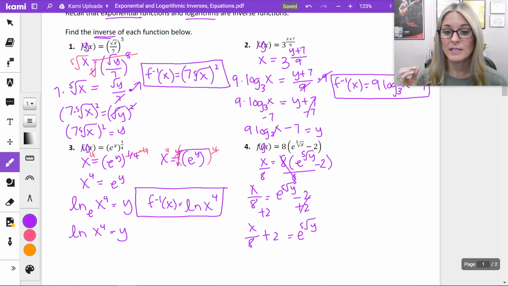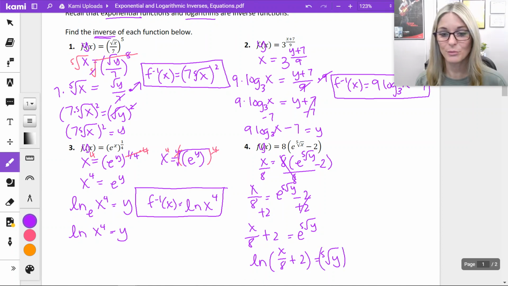So again, my issue is the variable is in the exponent, so we're going to use the properties of logarithms to rewrite this. I'm going to have a logarithm of base e, which we just recalled in the last problem. A logarithm base e is natural logarithm, so we have ln, you can put the base e, but it's not necessary, of x over 8 plus 2 is equal to the exponent, the fifth root of y. You can undo that fifth root by raising it to the fifth power on both sides, and we'll be done.